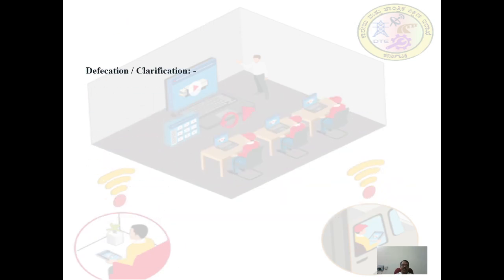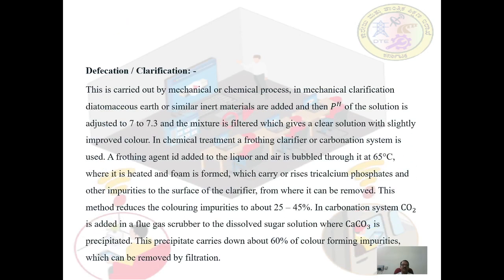Second one is defecation or clarification. This is carried out by mechanical or chemical process. In mechanical clarification, diatomaceous earth or similar inert materials are added, then the pH of the solution is adjusted to 7 to 7.3, followed by the mixture being filtered, which gives a clear solution with slightly improved color.